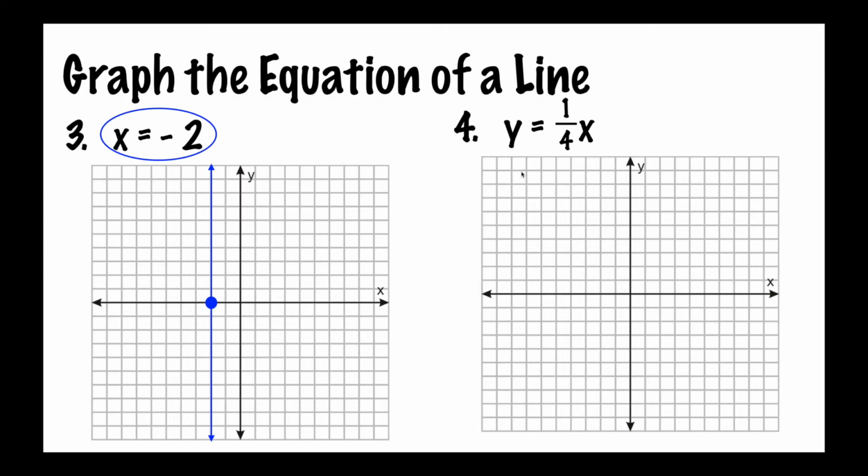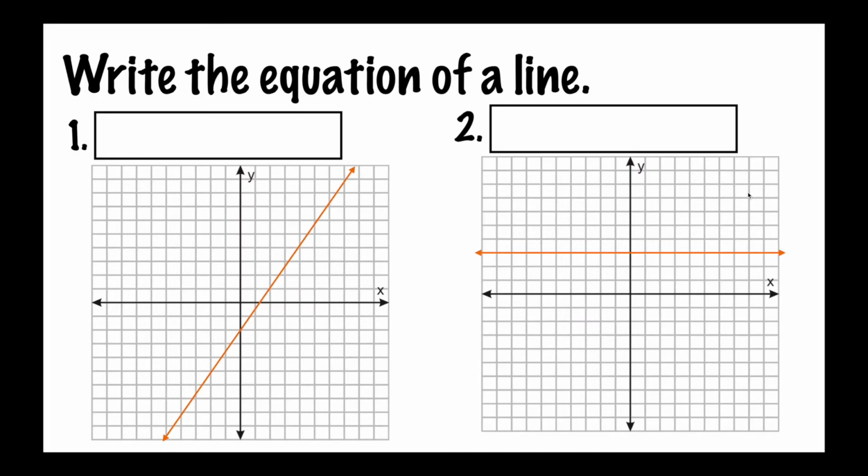For number 4, we again want to start with our value for b. Well, we don't have one listed here. So since there's nothing listed there, hopefully we realize that that's a 0. So I'll plot that at 0. Our slope then is positive, so I'm going to go up 1 unit to go to the right 4 units and make my point. Connect using a straight edge, and that's the equation of that line.